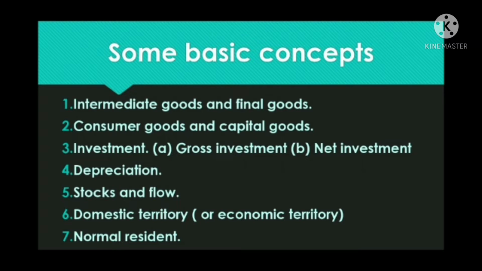Point number 2 is consumer goods and capital goods. Consumer goods are those goods which are bought by consumers as final or ultimate goods to satisfy their wants. For example, durable goods like car, TV, etc., and non-durable goods and services like fruit, oil, vegetables, etc. Capital goods are those final goods which are used and help in the process of production of other goods and services. For example, plant, machinery, etc.